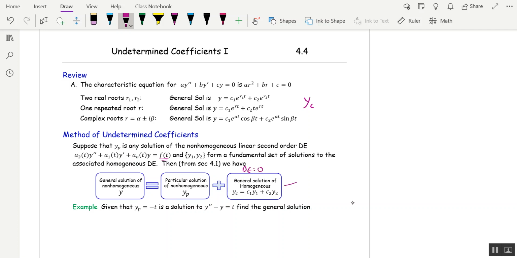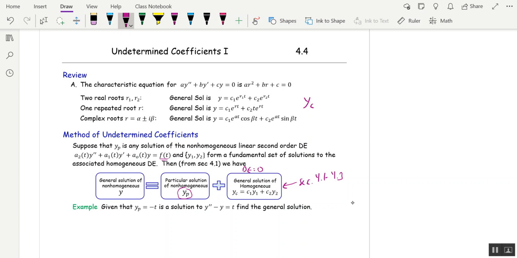And so this, finding yc, this is sections 4.1 through 4.3. That's what we've been doing so far. We've only been doing homogeneous, so we haven't been calling it yc, we've just been calling it y. But today we're going to start calling it yc. And in order to find y, we're going to add yp to yc. So we haven't talked yet about how to find yp. That's what we're going to do today. So this is today, finding yp.